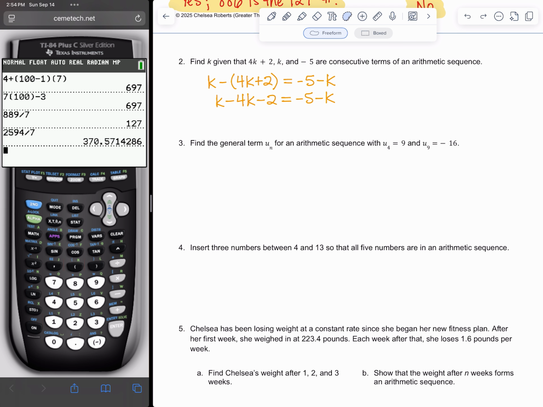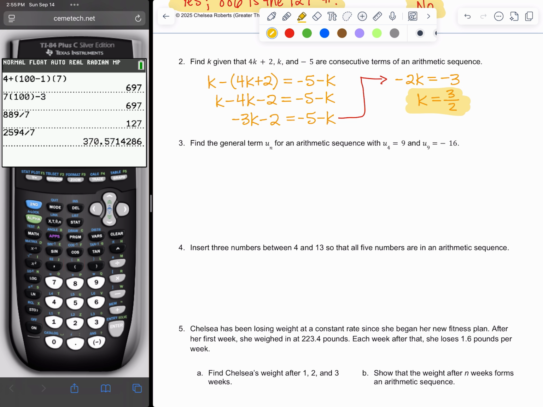I'm going to combine like terms on the left-hand side, which means I'm going to get -3k minus 2 is equal to -5 minus k. And then I am going to add k to both sides, and add 2 to both sides so I can separate my variable terms and my constant terms. So that's going to give me -2k is equal to -3, and then I'm going to divide both sides by -2, and that will tell me that k is 3/2. So that is the value of k here.